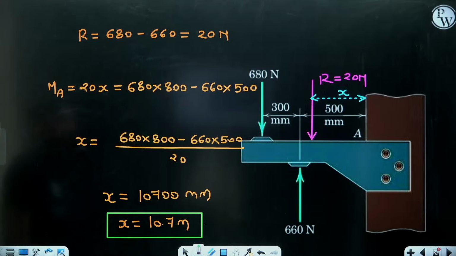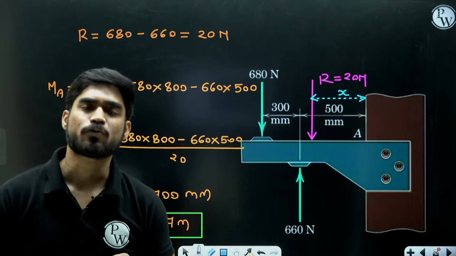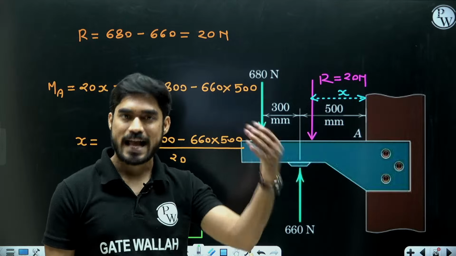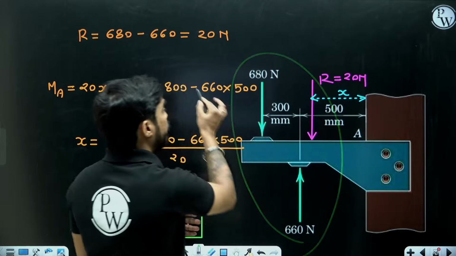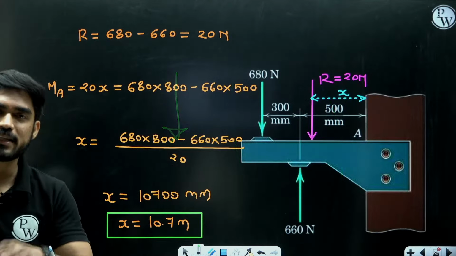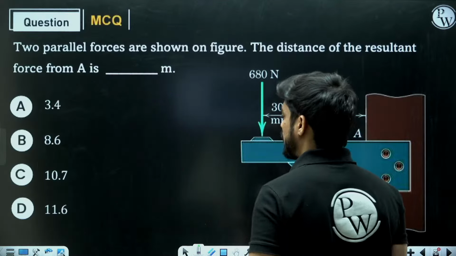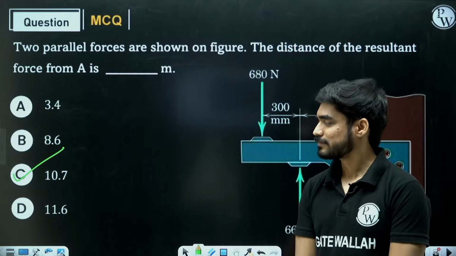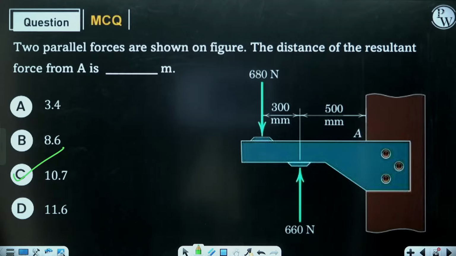Now you must be wondering how the resultant force can act outside the body. Beta, it is just an imaginary force. Understand this. The resultant force is just an imaginary force. It doesn't exist actually. We are replacing these two forces with an imaginary force which should create the same effect as these two forces. So that is just an imaginary force. It can act anywhere. So the answer is which one? C, 10.7 meters. Yes. Chalo. So let's move on to the next question then.